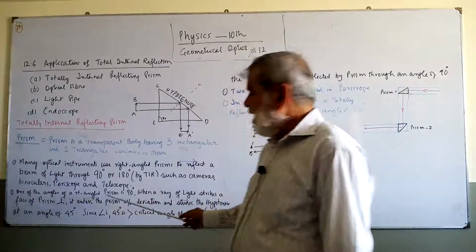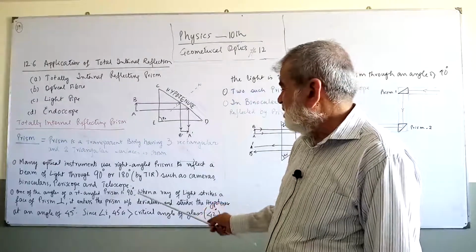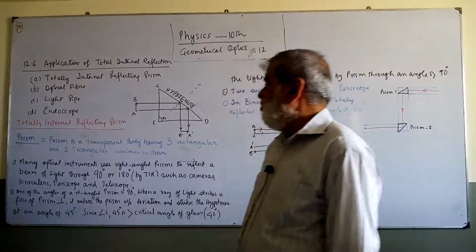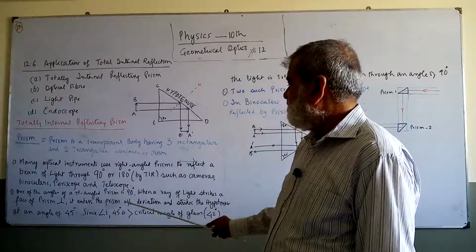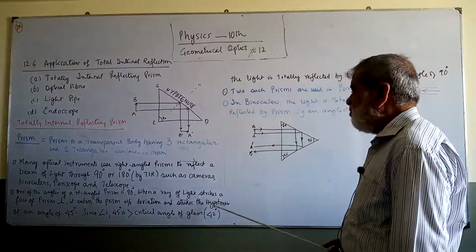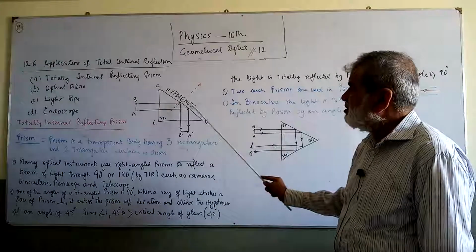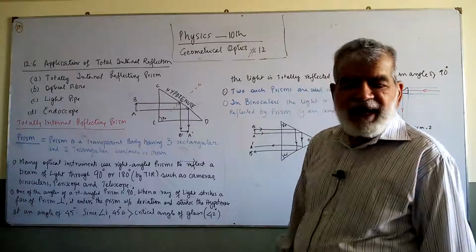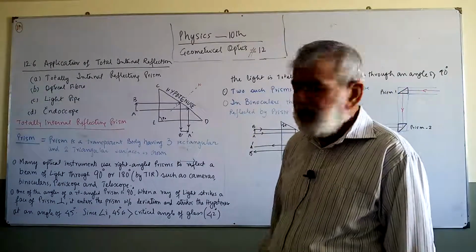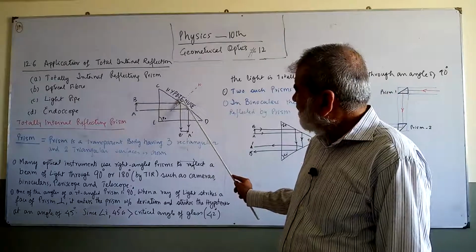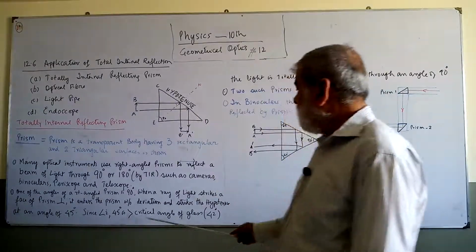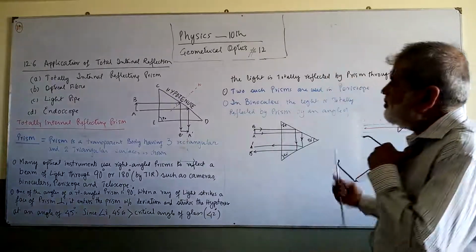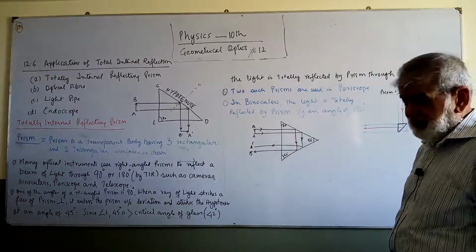One of the angles of a right angle prism is 90 degrees. When a ray of light strikes a face of the prism perpendicular, it enters the prism without deviation and strikes the hypotenuse at an angle of 45 degrees. Since this angle of incidence, 45 degrees, is greater than the critical angle, which is 42 degrees, therefore the light is totally internally reflected by the prism.